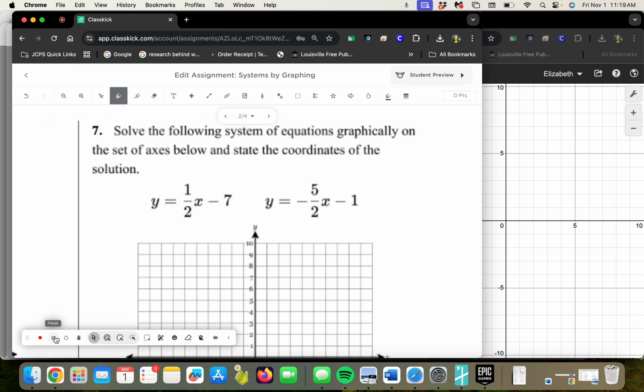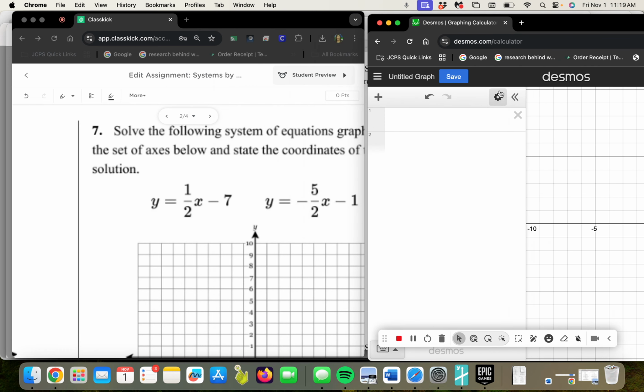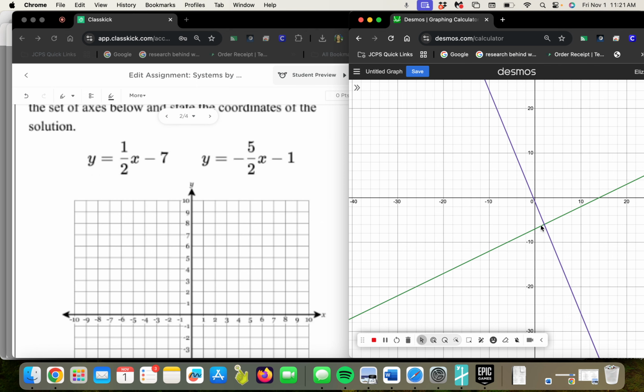I'm going to show you one more. So number 7, I'm going to graph using the graphing calculator. And I'm going to type it, the first one right in here. So y equals 1/2 x minus 7. Then I'm going to click underneath and graph y equals -5/2 x minus 1. Now I'm going to look at the lines that I graphed.